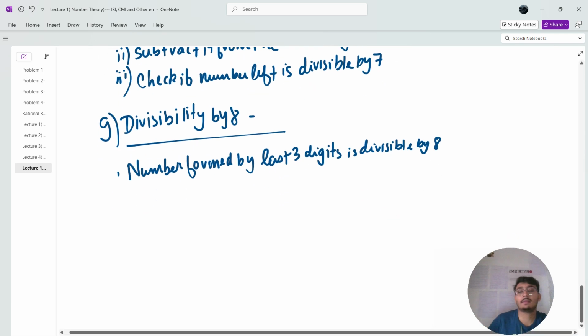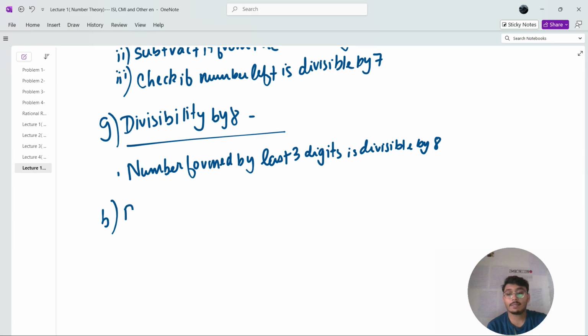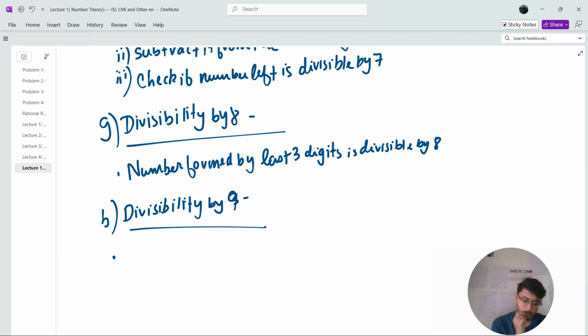Next, divisibility by 9, similar to the rule of divisibility by 3. So my H is divisibility by 9. Sum of the digits must be divisible by 9.